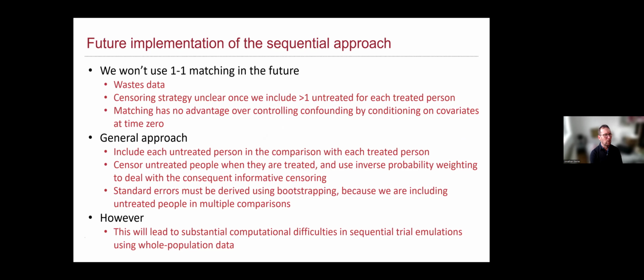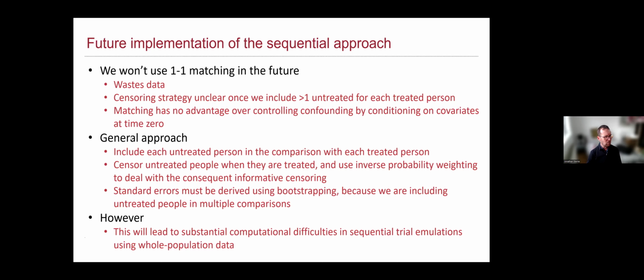The final methodological point is that we won't use one-to-one matching to implement the sequential approach in the future. It wastes data. In principle, you should be using inverse probability weighting to deal with the informative censoring that happens when follow-up in untreated people is censored because they're treated. And the strategy to do that when you match is unclear if there's more than one untreated person for each treated person. And matching doesn't have any methodological advantage over controlling confounding by conditioning on covariates at time 0.